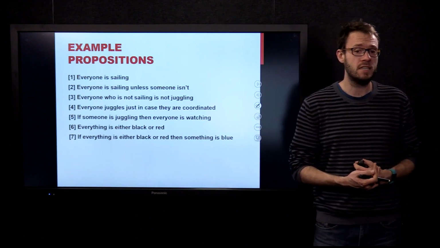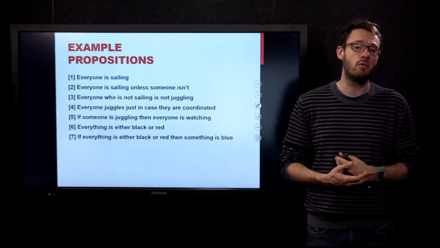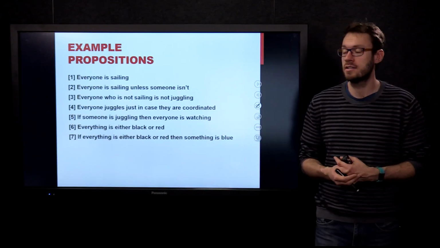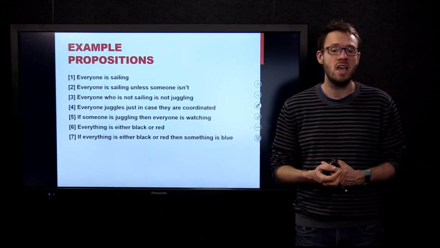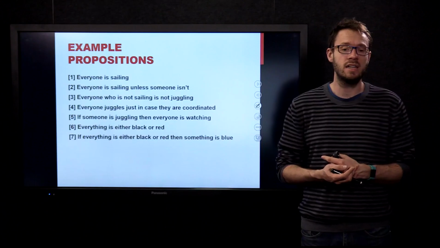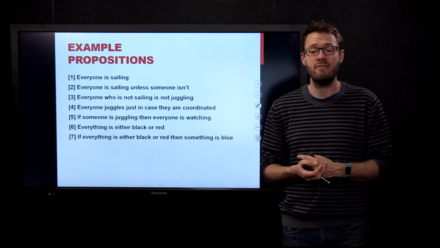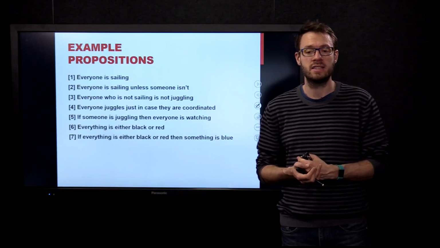Okay, so let's have a look at some of these examples. We've got some sentences in English. All of these sentences involve the quantifiers, and I'm focusing on these because they're the hard things to translate out. So we've got: everyone is sailing unless someone isn't; everyone who is not sailing is not juggling; everyone juggles just in case they are coordinated. If someone is juggling, then everyone is watching; everything is either black or red. If everything is either black or red, then something is blue.